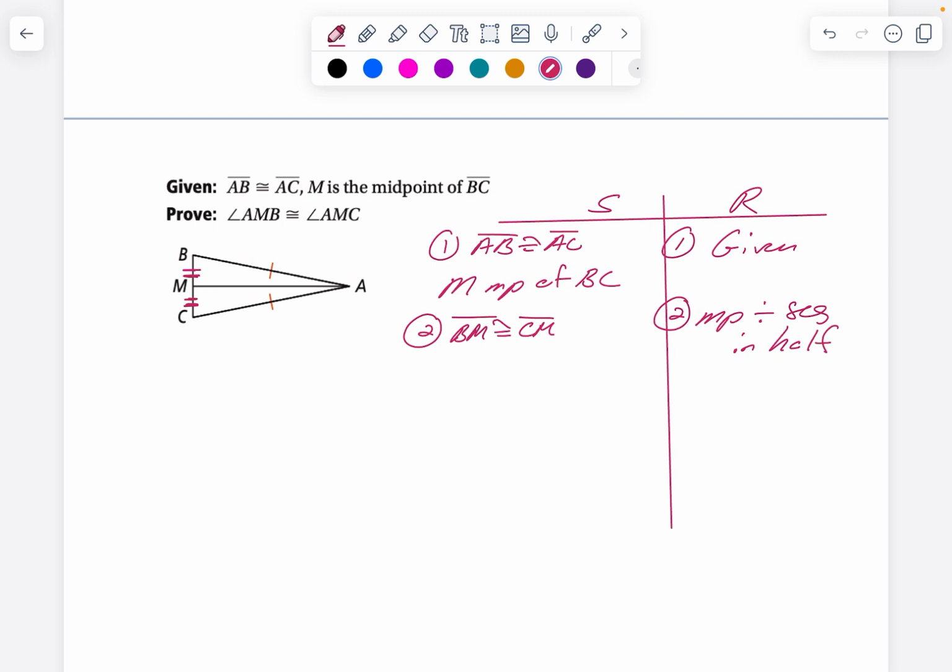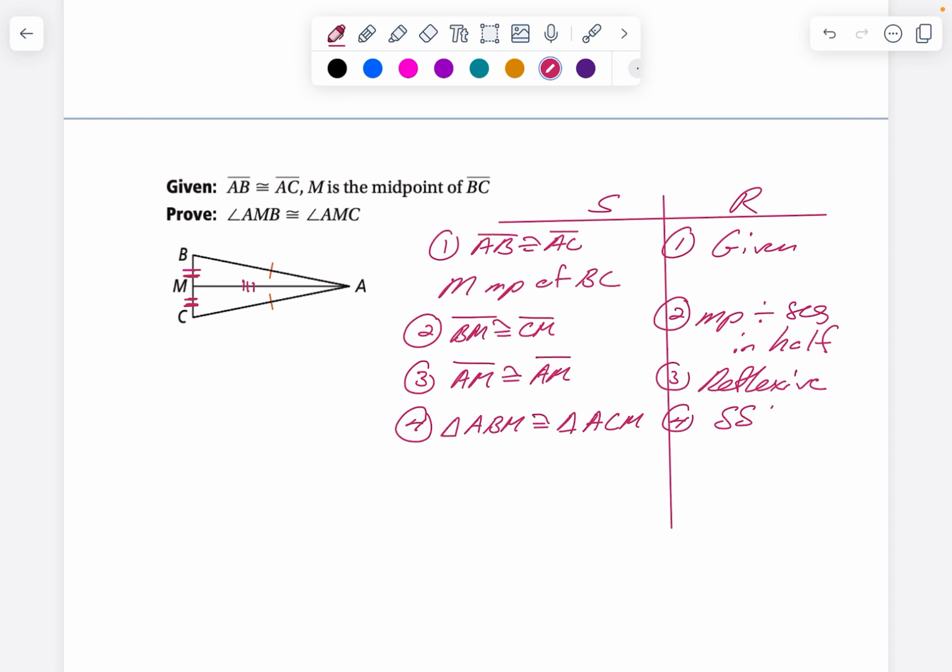Looking at my picture, there's one more thing I can say. We have this in the middle here. AM congruent to AM, reflexive. And now I can say these two triangles are congruent. So I'm going to say triangle ABM congruent to triangle ACM, and it's by side, side, side.